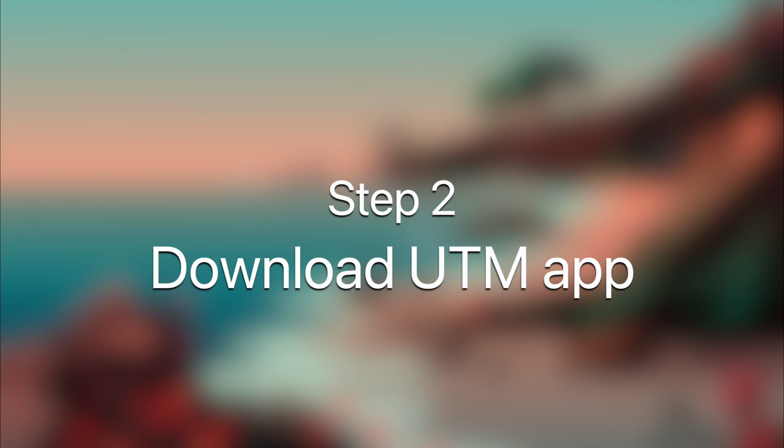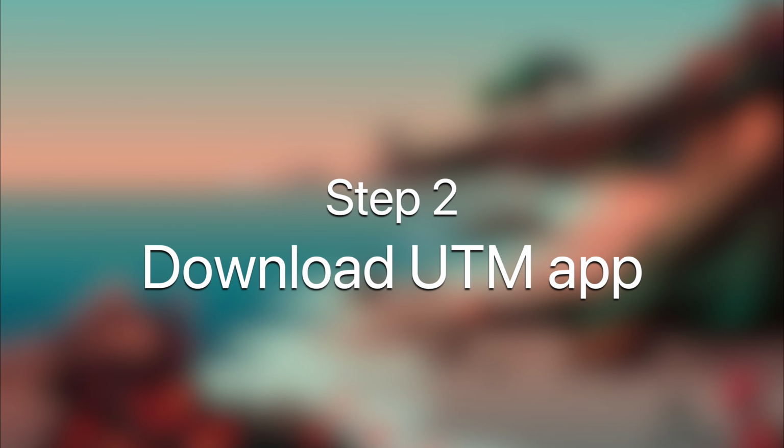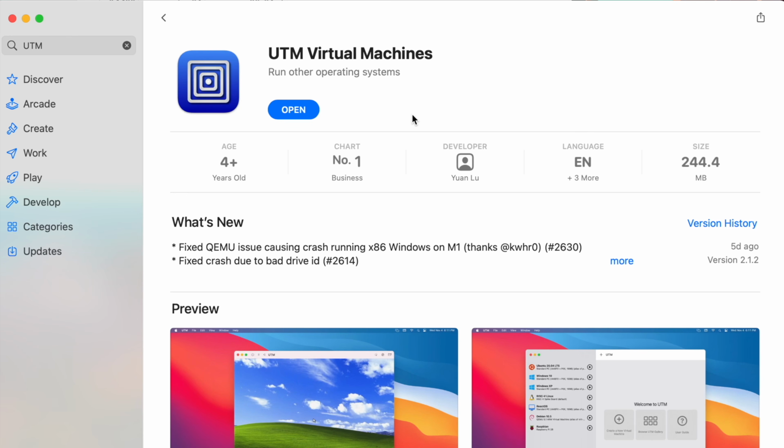Step 2. Download the UTM app. Click the UTM App Store link in the video description or open App Store and search for UTM. You'll see the app UTM Virtual Machines in the results. This is the easiest way of installing UTM and it costs less than $10.